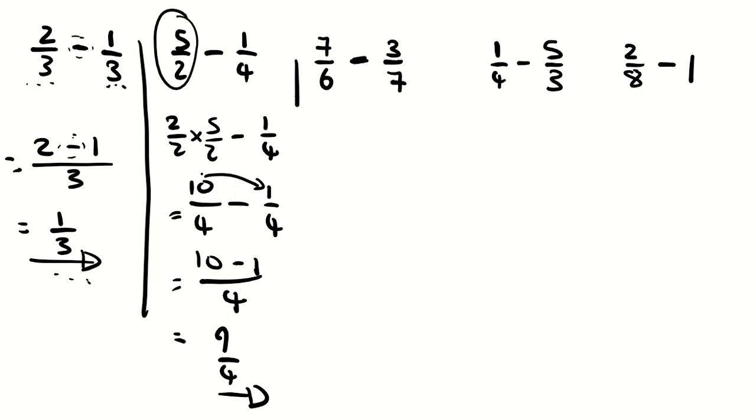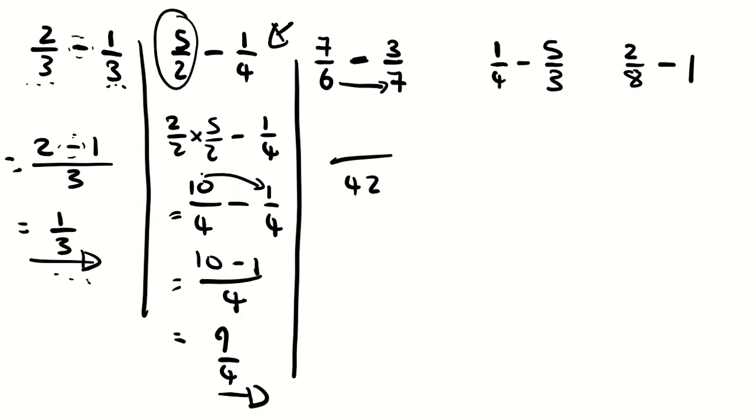Okay, let's go to the third one. Here you have 7 over 6 minus 3 over 7. And the manipulation technique that we've just used in the previous question won't work here. So in a case like this, where it's not immediately obvious what you need to do, you could just multiply 6 by 7. So 7 times 6 or 6 times 7 is going to be equal to 42. And then listen to me carefully.